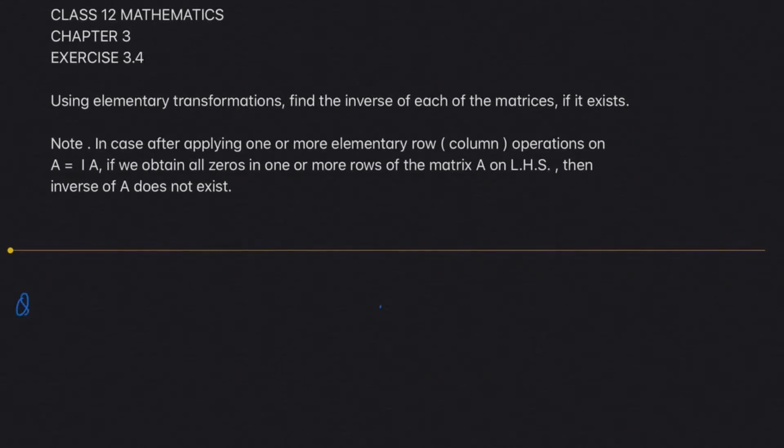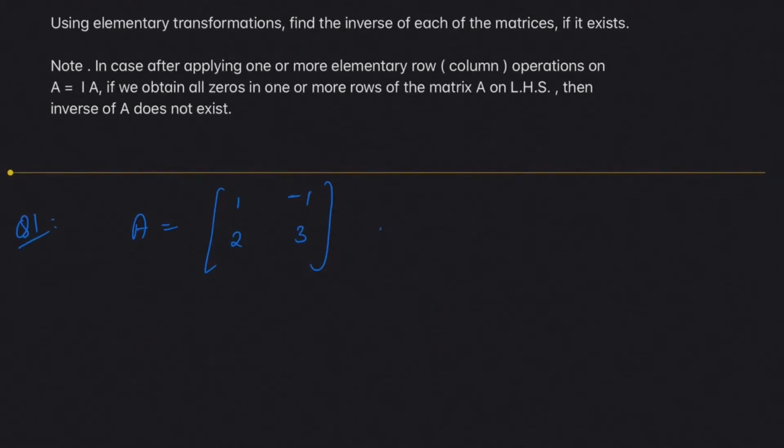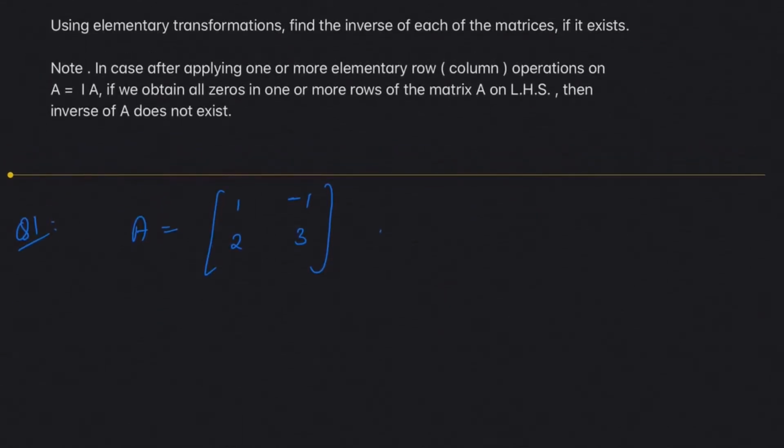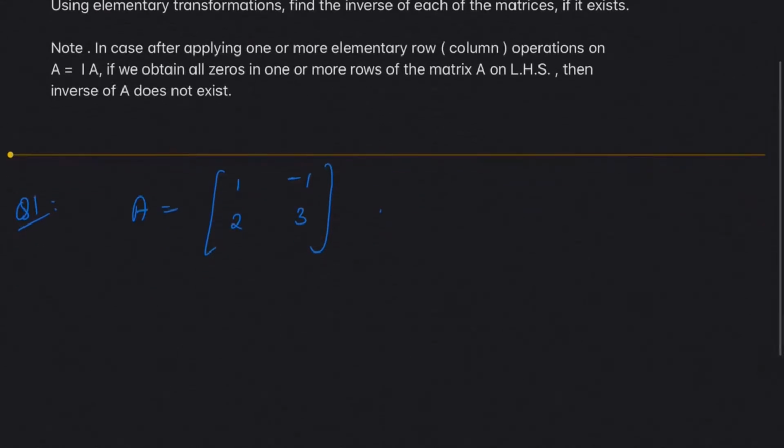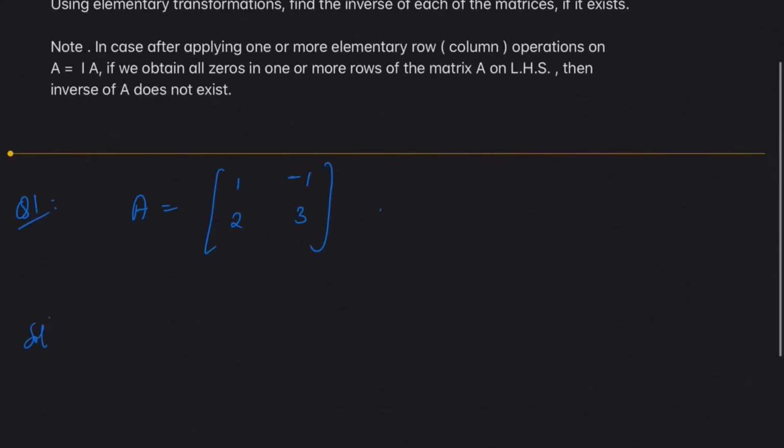By the determinant method, of course, that was quite easy for us, because all we had to do was get its determinant. If it is not equal to 0, then yes, it will have a unique solution, and then we can find out its inverse also. But for elementary transformations, the only way to find out is by applying row operations. If we get one row completely 0, then in that case only we say that it does not exist.